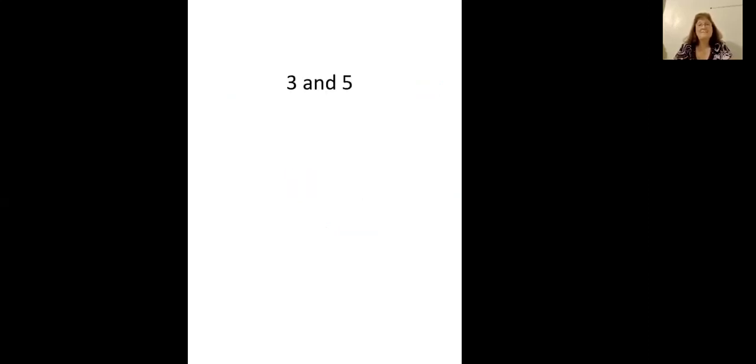Now let's try another one. Do this one with me. We'll begin with 3. 3 times 1 is 3. 5 times 1 is 5. 3 times 2 is 6. 5 times 2 is 10. 3 times 3 is 9. 5 times 3 is 15. 3 times 4 is 12. 5 times 4 is 20. And 3 times 5 is 15. There it is. 15 is the lowest common multiple of 3 and 5.